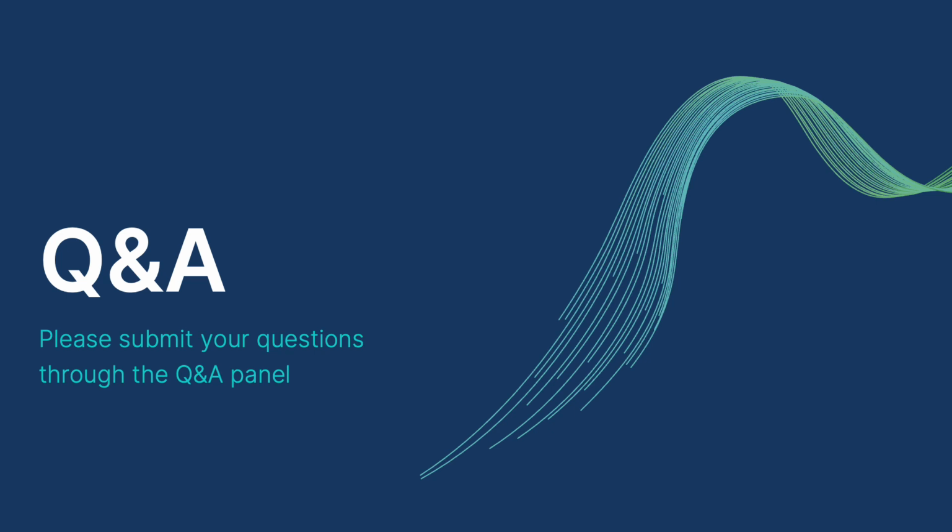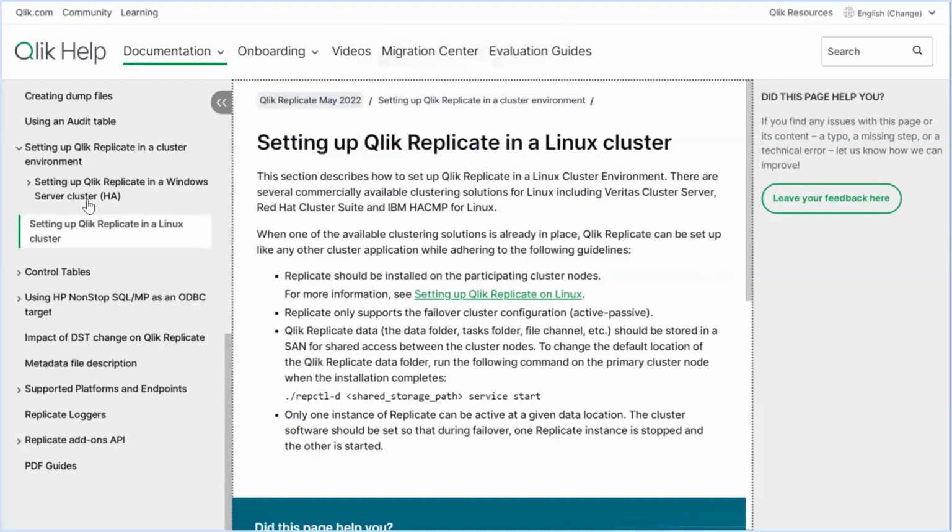All right, next question. How to enable high availability on Linux OS? So for a Linux operating system, there are a few instances of Linux clusters that are recommended. Go to setting up Replicate in a cluster environment. You'll find recommendations of what sort of clusters are recommended. The process for setting up a Linux cluster can be found under setting up Qlik Replicate on Linux. You will need to set up Qlik Replicate on all the nodes of the cluster and then use a shared SAN drive for your data directory.